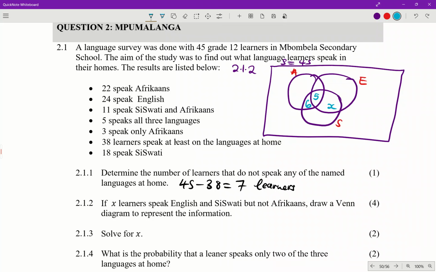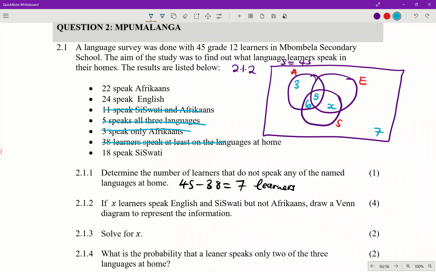So now we are done with this part. Are we done with this part? All right. 3 speaks only Afrikaans. You see? 3 speaks only Afrikaans. You place it there. So we are done with this part. And then they said something. We have 7 learners that do not speak any of the names. So you place them outside, since they are not part of the events there. They are outsiders. So you place them outside.